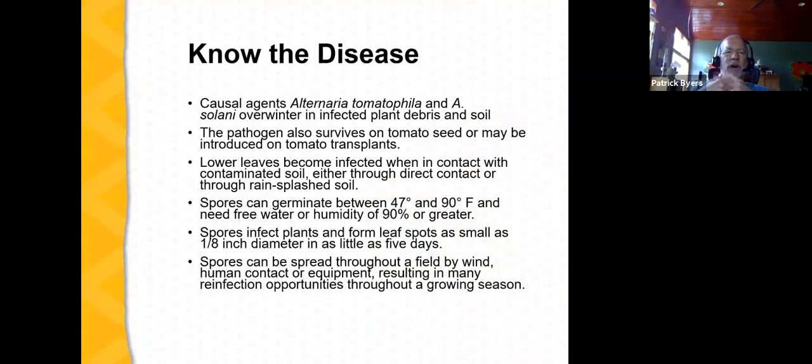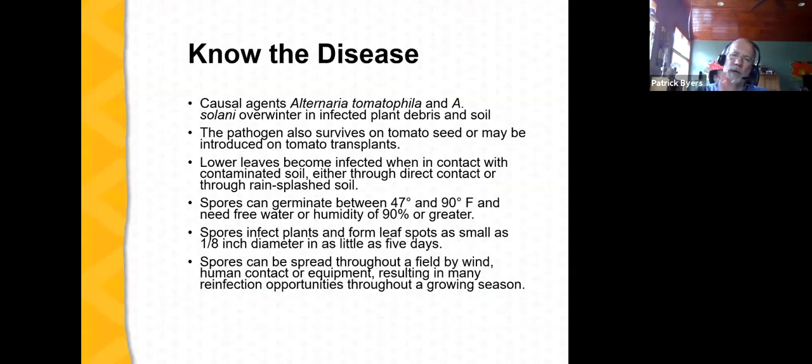What can we do to make the environment less favorable, or to attack that corner of the disease triangle? Well, maybe we need to clean up this plant debris. It also survives on tomato seed and may be introduced on tomato transplants. We already talked about that. Lower leaves become infected when in contact with contaminated soil, and this can happen either through direct contact or through rain splash soil. A light should be coming on here. What can we do to manage this disease by thinking about this?